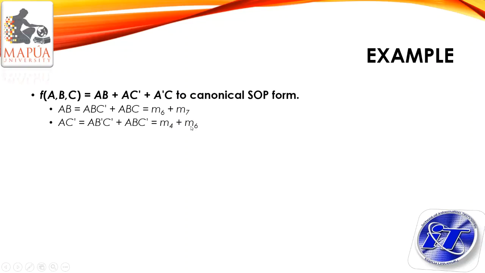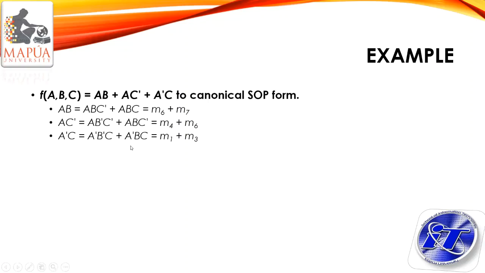How about A'C? Same procedure, we're going to introduce B in the middle of A and C, because based on this order, B is in the middle. So we have A'B'C and A'BC. For the first term, we have 0, 0, 1, which is equivalent to M1.